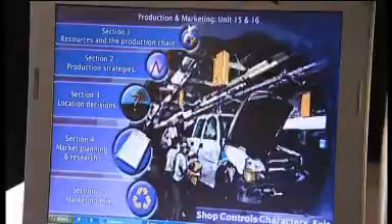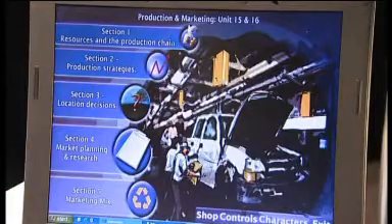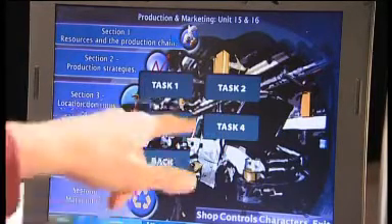Production and Marketing is an interactive game where you move around in a virtual 3D environment, completing a variety of tasks. You can see on the screen here the sections of my CD-ROM. And within each section, there are a variety of tasks. Now, the tasks vary from multiple choice questions to running around an environment and passing bits of information between characters.